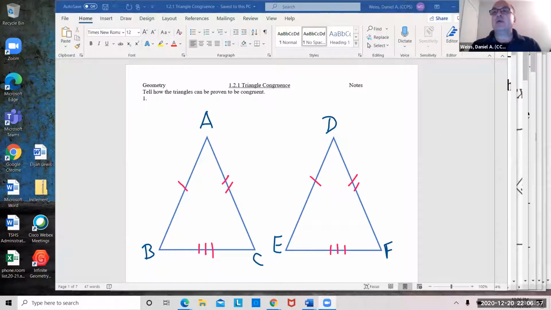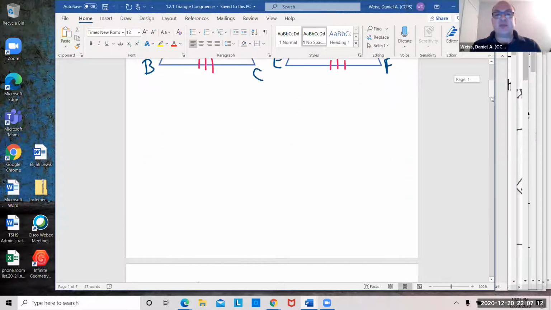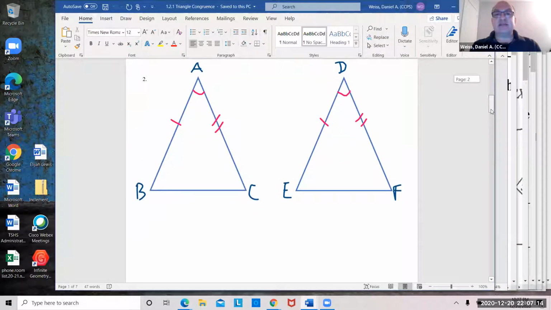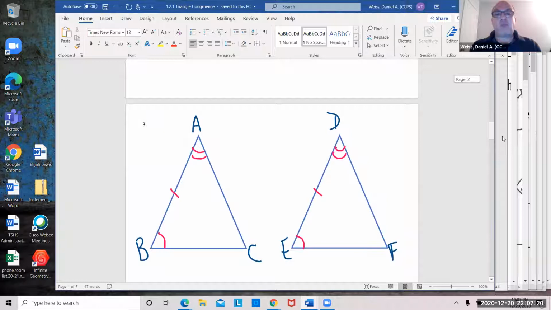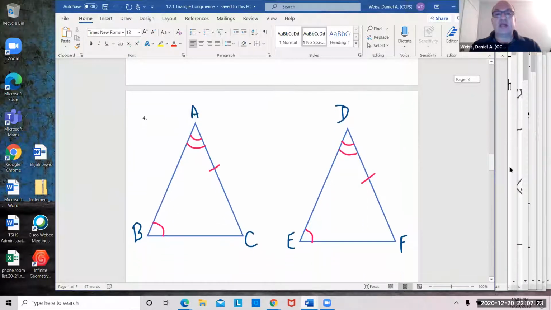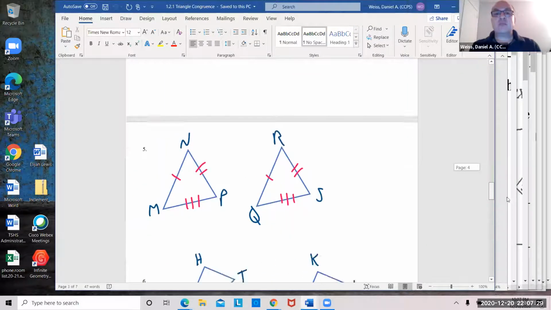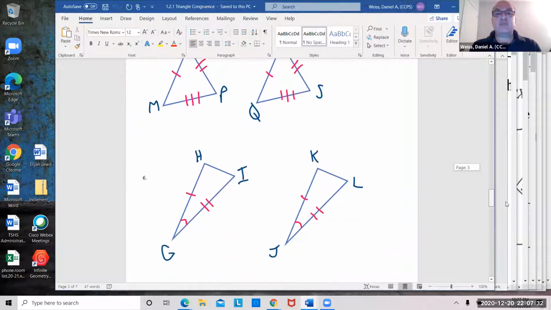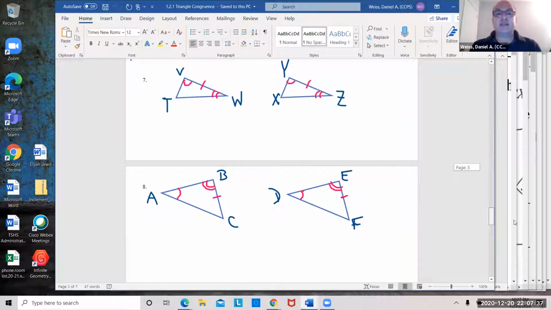Remember here, how are these two triangles congruent? Side, side, side, right? SSS. This one is SAS, side, angle, side. This one is angle, side, angle. And this one is angle, angle, side. Side, side, side. Side, angle, side. Angle, side, angle. Angle, angle, side. All right.